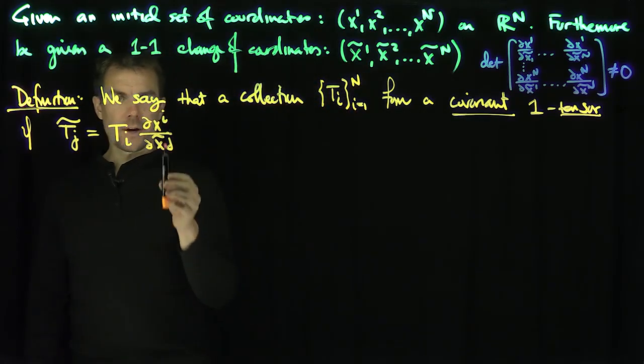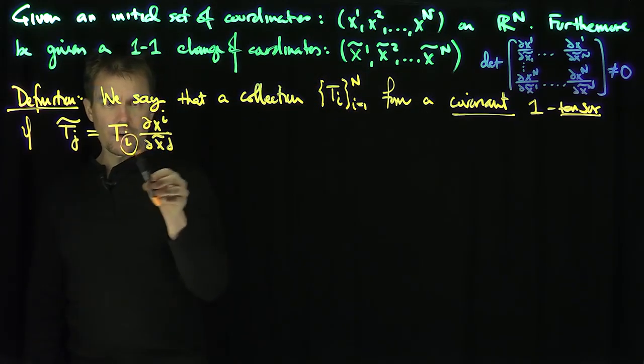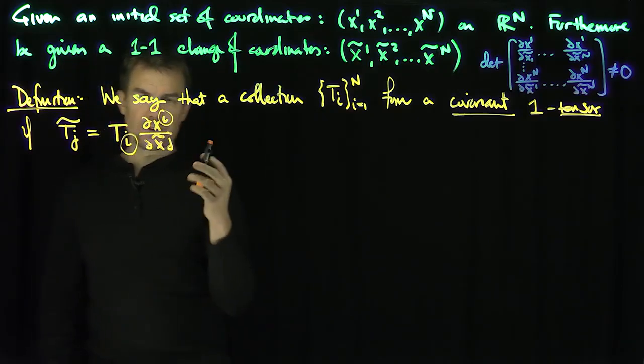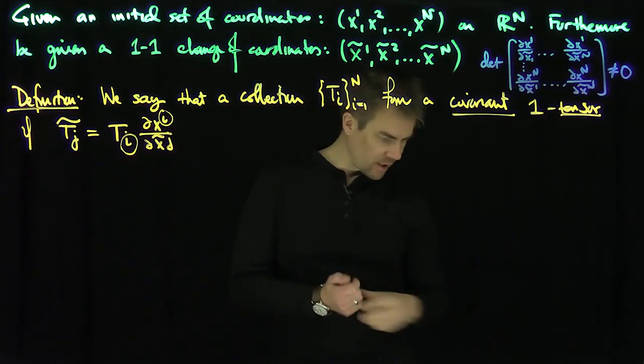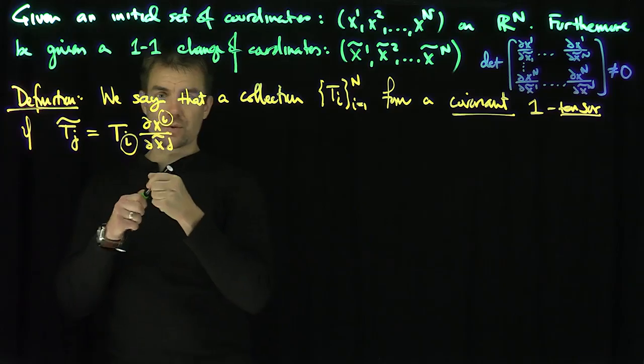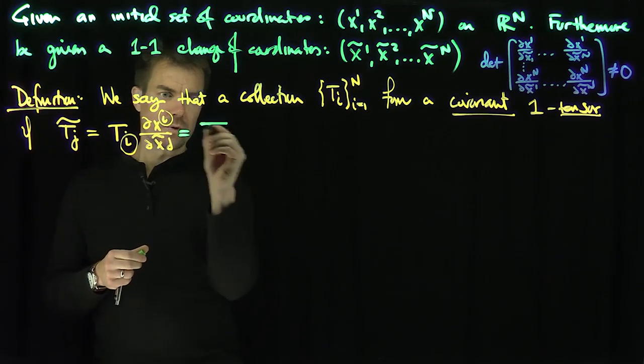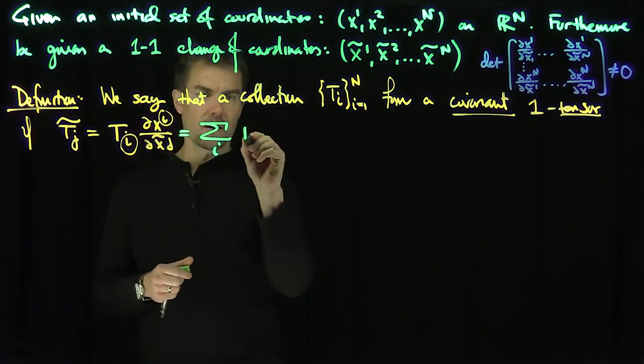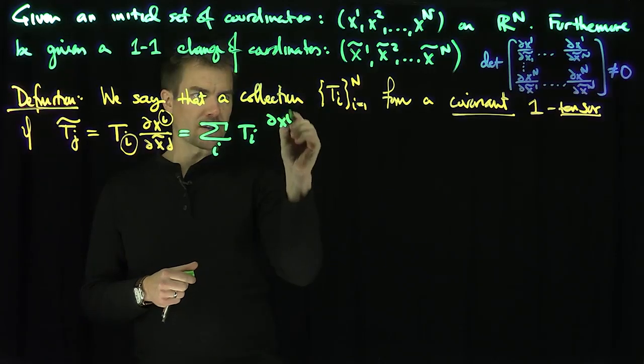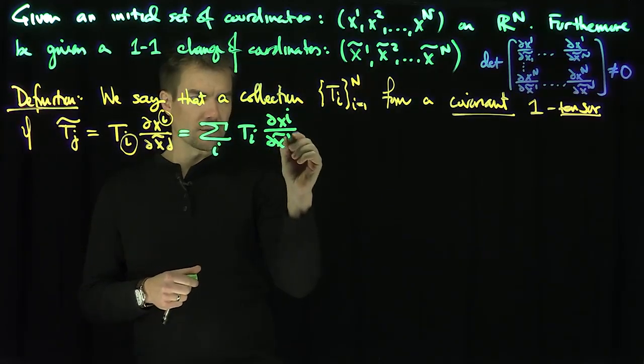Now, what I'm doing over here is I have an i over here and an i over here, which means I'm summing over i. So what this really means is that j is fixed and I'm summing over i, so this is really just the sum over i of Ti and then partial xi, partial x tilde j.